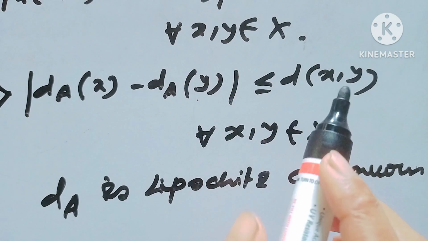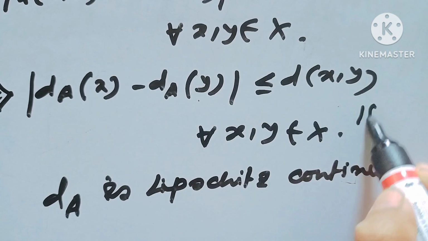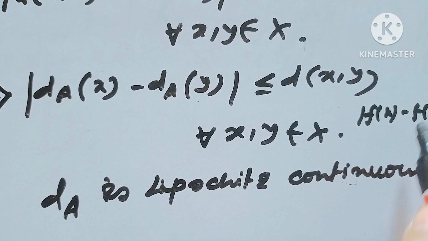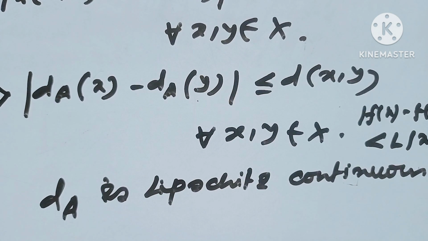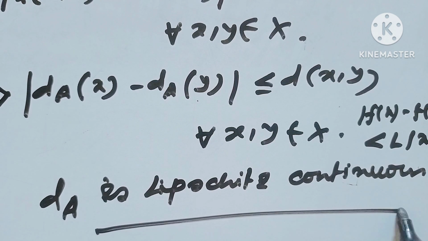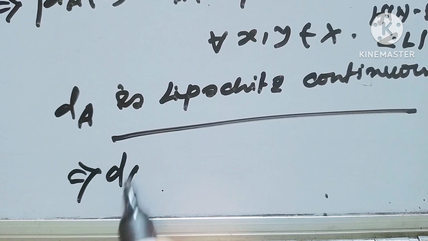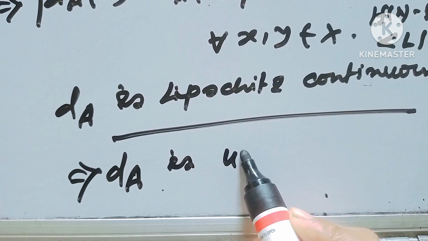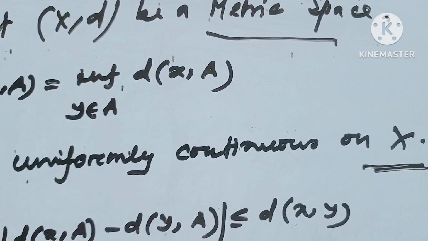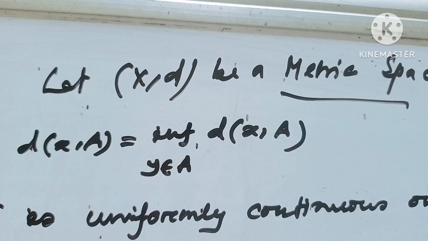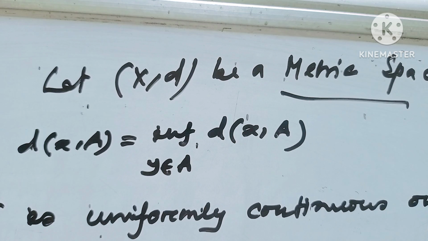Here we all know that when |f(x) minus f(y)| is less than or equal to L times |x minus y|, then f is Lipschitz continuous. Here L equals 1. So dA is Lipschitz continuous. Since dA is Lipschitz continuous, that implies dA is uniformly continuous on the set X. I hope all my viewers have understood this expression clearly. This shows why f is uniformly continuous, where f is the distance function, not only the distance function but the infimum distance function.